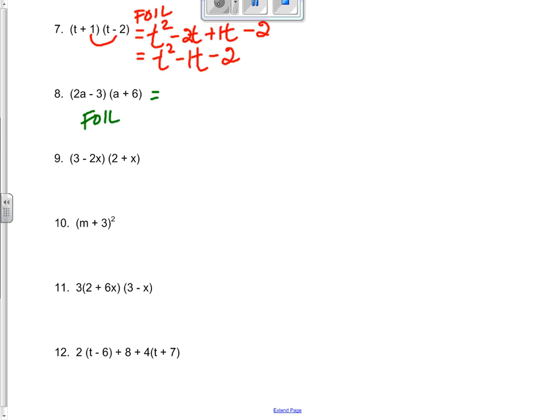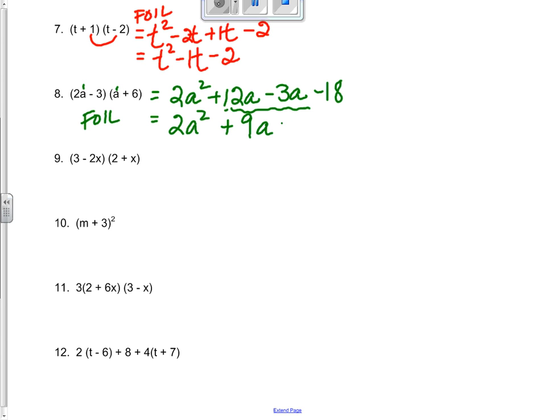First, 2a times a, 2a squared. Remembering when I multiply a times a, we're adding the exponents. Outside, 2a times 6, 12a. Inside, negative 3 times a. And last, negative 3 times 6 is negative 18. To collect like terms and simplify, I have a squareds, a's, and numbers. It's only the middle two that I need to put together. 2a squared plus 12a subtract 3a would be 9a, subtract 18.